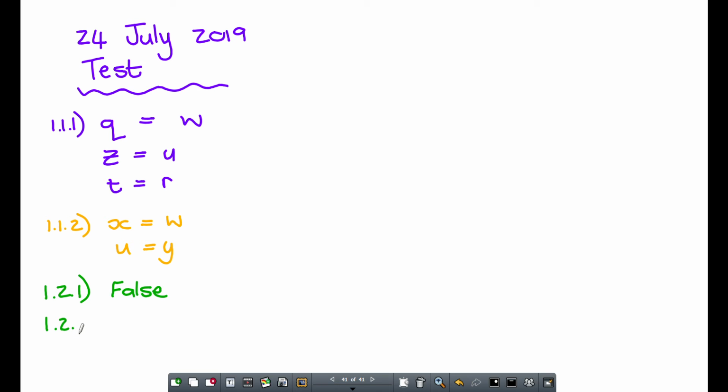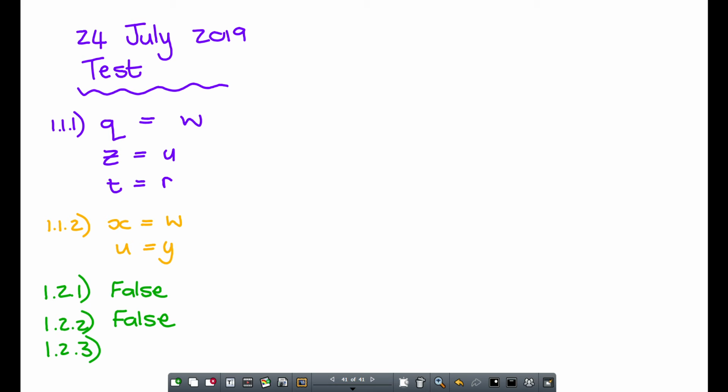Okay, 1.2.2. Y is equal to W because they are corresponding angles. Could that be true? False. 1.2.3. What would Y and W have been? They're right next to each other, so angles on a straight line.